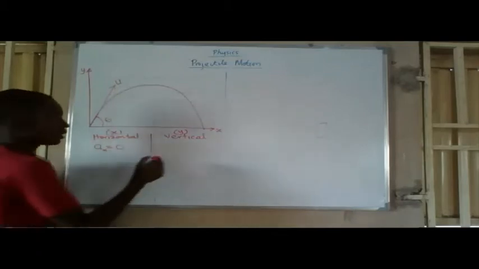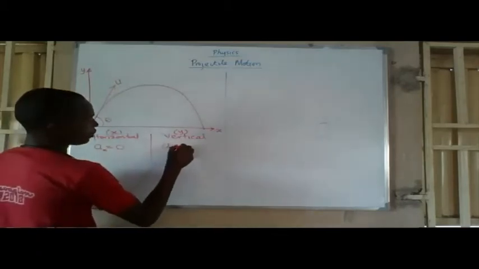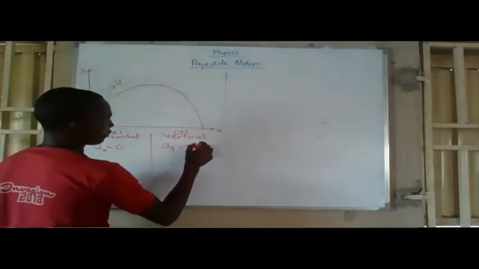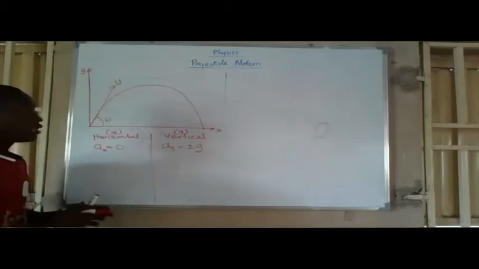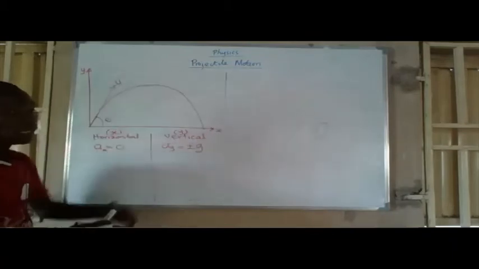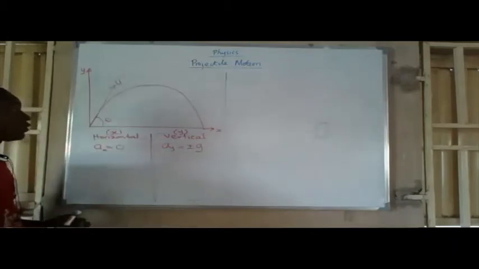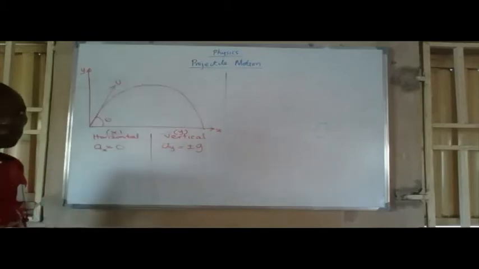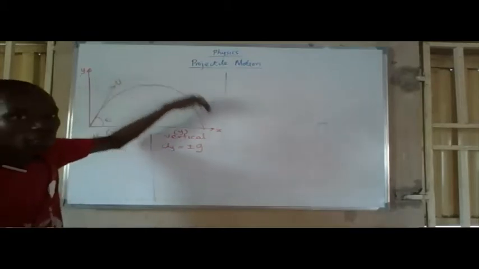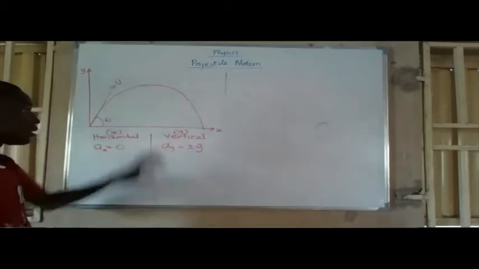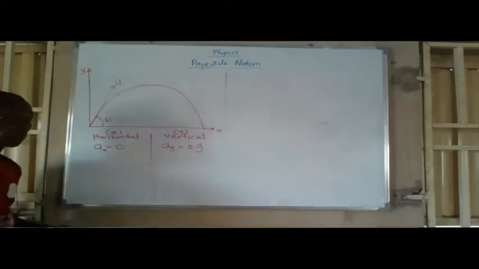In the vertical, there is acceleration, and the acceleration is plus or minus g. Being a vertical motion, the plus is for when the object is falling down. The minus is for when the object is rising up. Of course, as you can see, it goes up till it gets to a maximum point and begins to fall down. We'll come back to this diagram. Let's just describe some things briefly.